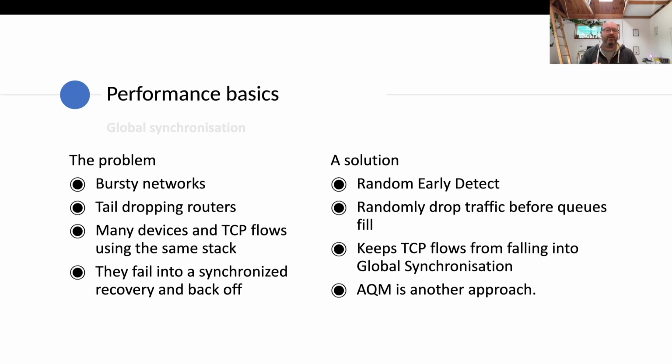One of the things that we also have is weighted random early detect, and that's an enhancement to random early detect where it will drop flows that it thinks are less prioritized than others. Another approach to this is AQM, or Active Queue Management, and I'll talk about that later in the deck. It's a really interesting topic. There's a lot happening in that area as well.